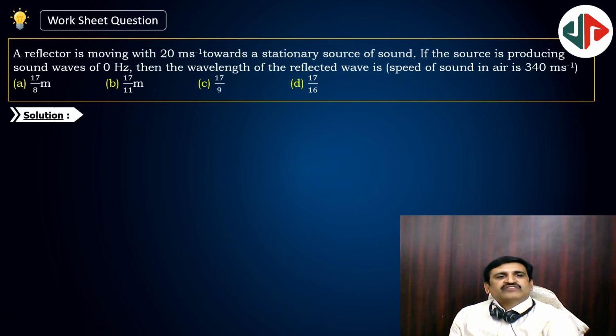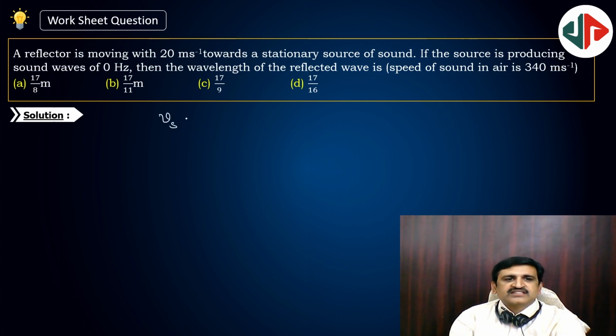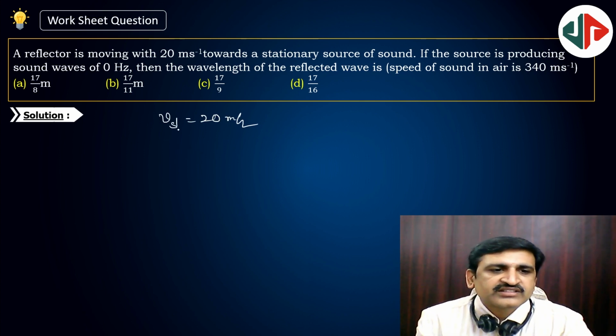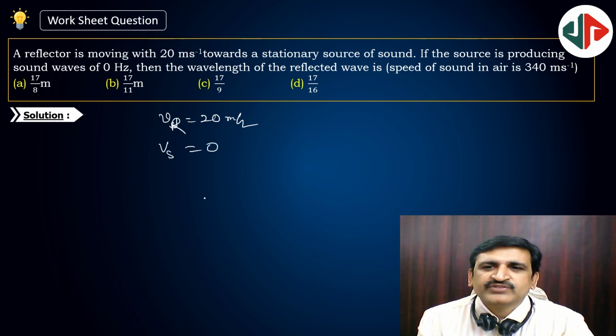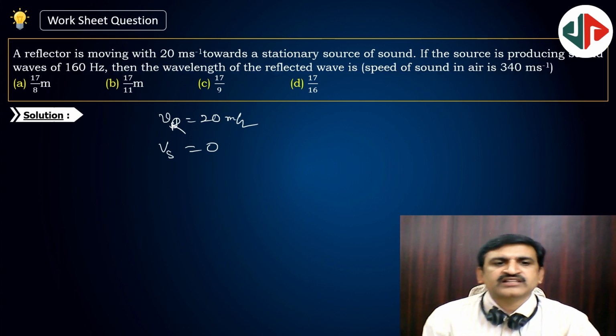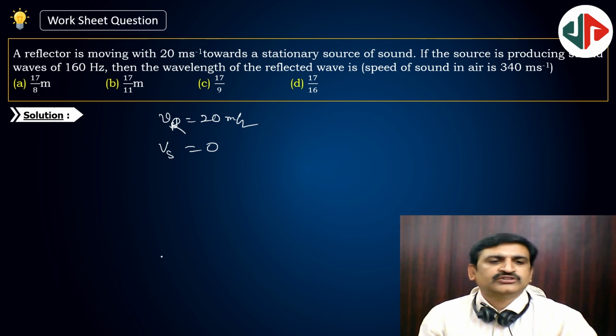Next, a reflector is moving with 20 meter per second velocity, Vs is equal to 20 meter per second, towards a stationary source of sound. Then Vs is equal to 0. If the source is producing a sound of waves with a missing number, I will find out. Then the wavelength of the reflected wave is... okay, I found the missing number, that is 160.